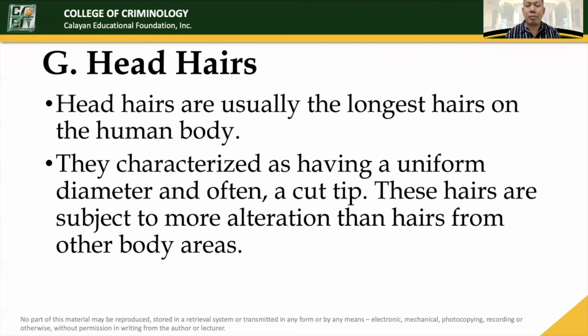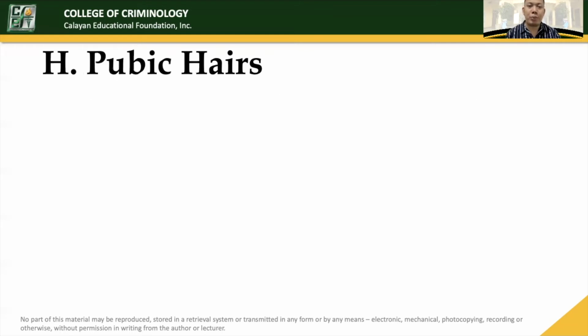And another thing, the appearance of our head hair changes easily. Let's say, for example, before committing a crime, someone had their hair straightened, then after the crime, they had it curled. So, it will be difficult to compare the straight and the curly. So, another is pubic hair, the hair on our sex organ, no?